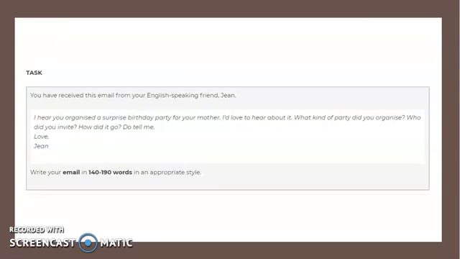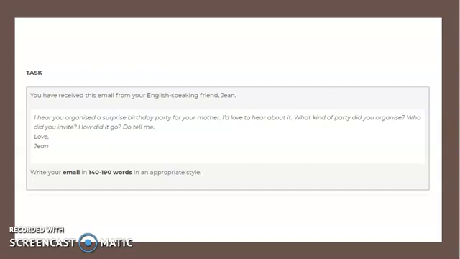Let's look at this task. The rubric or instructions will always start with "You have received," in this case, "this email from your English-speaking friend Jean." You will have part of the email. In this case, "I hear you organized a surprise party for your mother. I'd love to hear about it. What kind of party did you organize? Who did you invite? How did it go? Do tell me. Love, Jean."